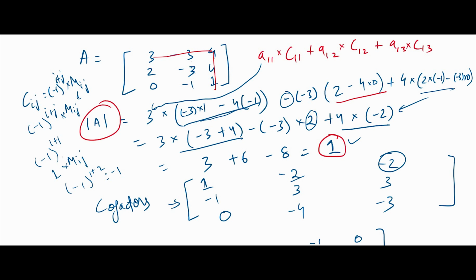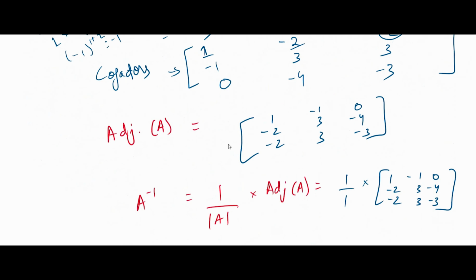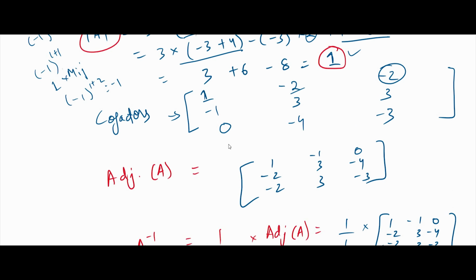Similarly for the fourth one, I'll first find the minor by hiding the row and the column, and I'll multiply it with minus 1 to the power i plus j. So minus 1, 3, 3, and 0, minus 4, minus 3. So that's the matrix of cofactors, which will give us the adjoint matrix of A, that is the transpose of the cofactor matrix. So rows will become columns, and columns will become rows, right? So this is the adjoint of A, right?